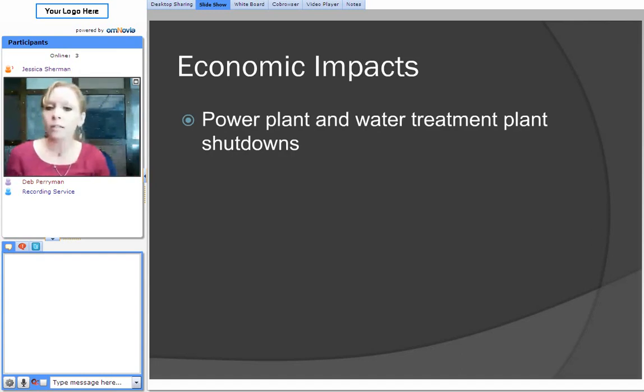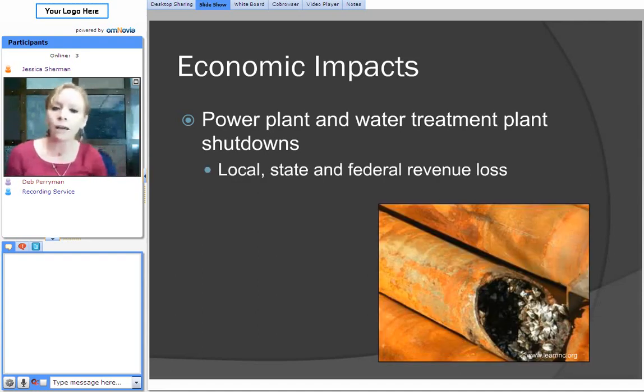In some cases, when there's aquatic organisms like algae and zebra mussels, these will clog the intake valves at power and water treatment plants and cause them to shut down or cause damage to the valves. So we see that in some cases there is a large amount of local, state, and federal revenue loss associated with these invasive species. So not just direct impacts to power plants, but also we see that the money aimed at eradicating them has a huge economic toll.